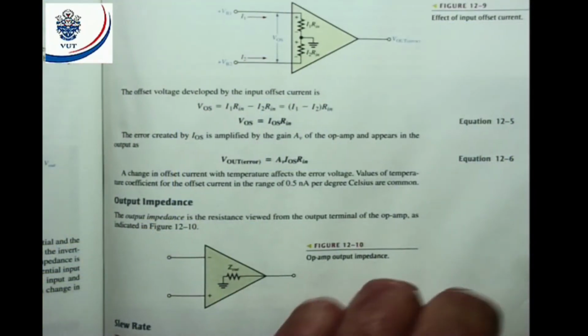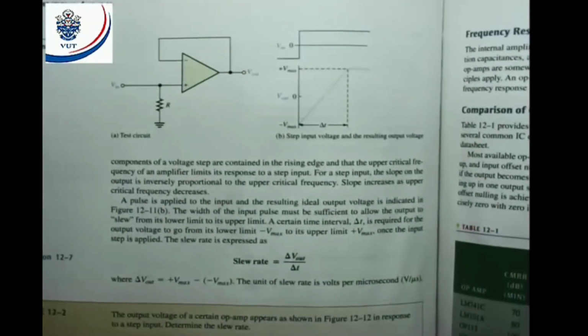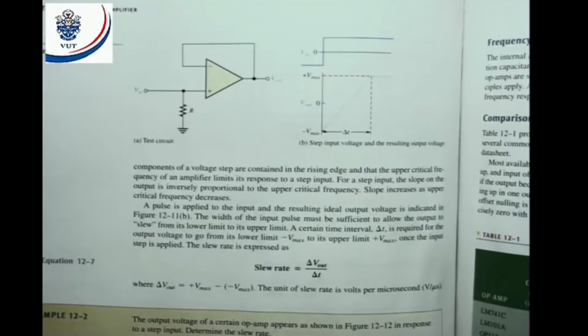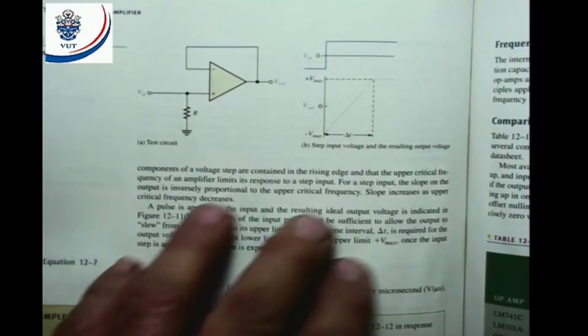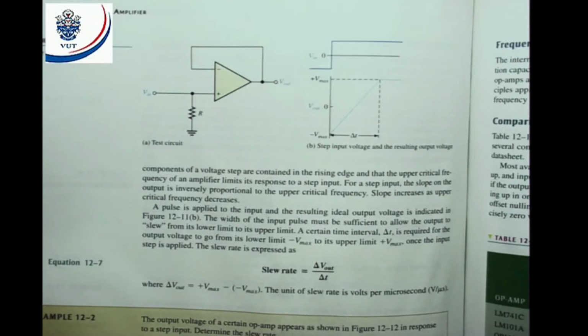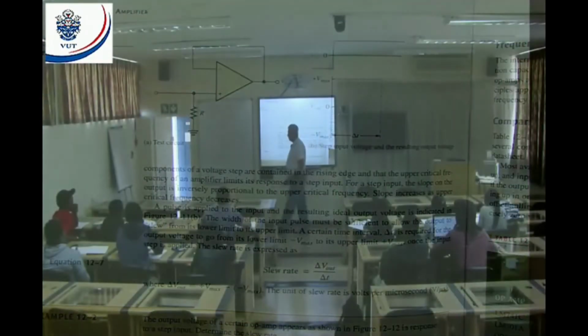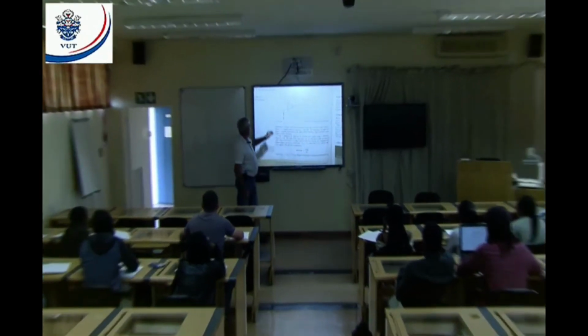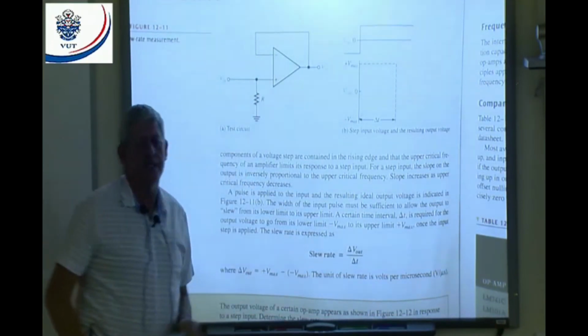Now we're going to talk about slew rate. What is slew rate and how do we determine the slew rate? All right, slew rate. First of all, they talk about a test circuit. Now we look at this circuit here. What do you think? Is there any feedback in the circuit? Yes or no?